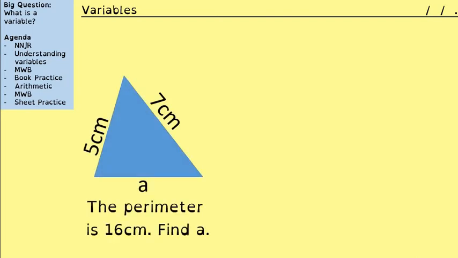So we have seen in maths that we've done before, we have seen unknowns and variables. So this question here is the perimeter is 16 of the triangle, find A. Well, A is an unknown here. We don't know it yet. We know how to find it, but at the moment it's an unknown. And you can see that I've put the letter A there to represent that unknown.